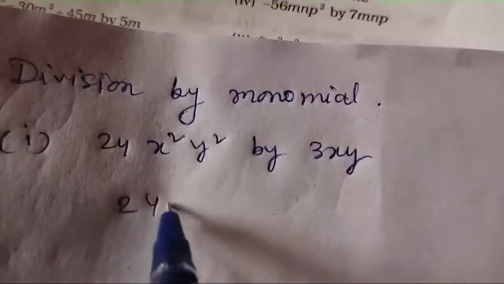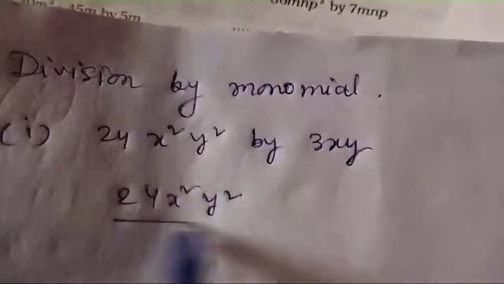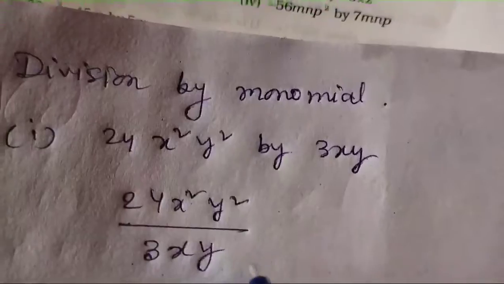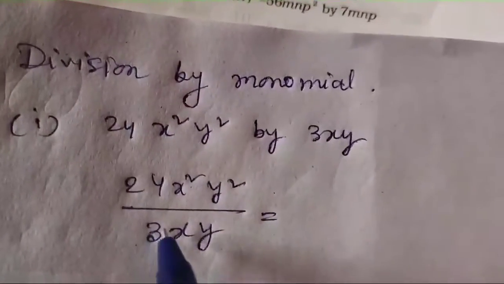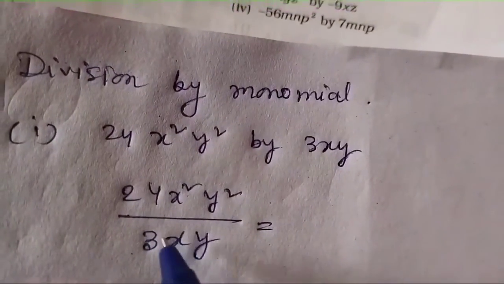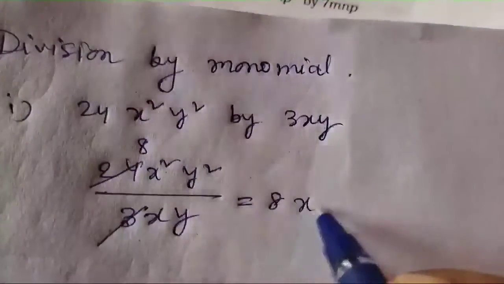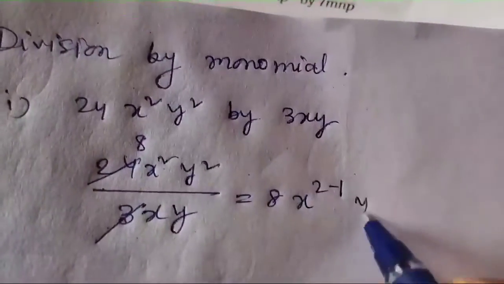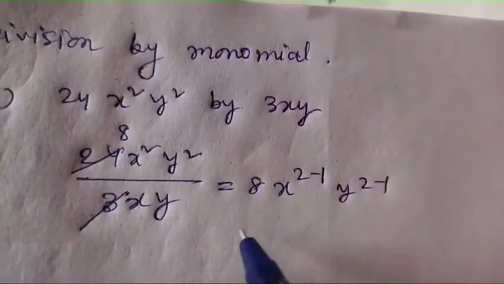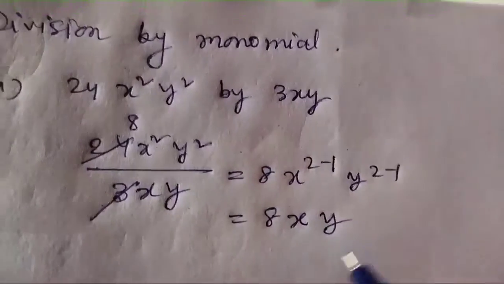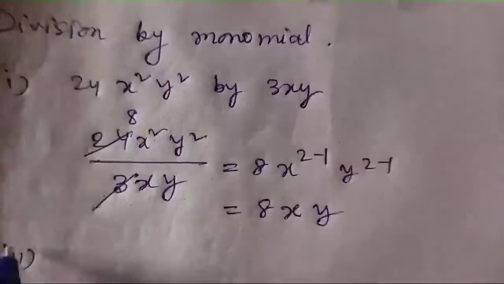So divide it, 24x² y² by 3xy. Not x² y² but y³. 3 8s are 24. 8 x to the power 2 minus 1, y to the power 2 minus 1. So it will be 8xy. Next, number 2.